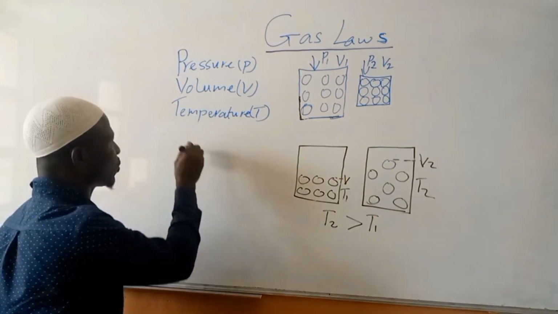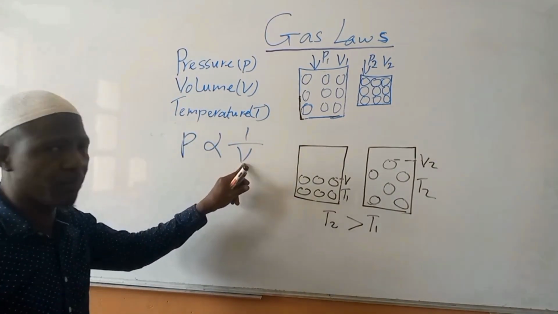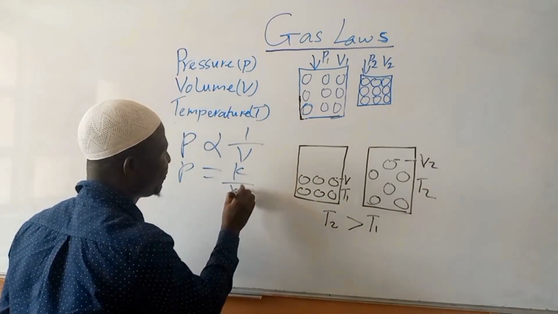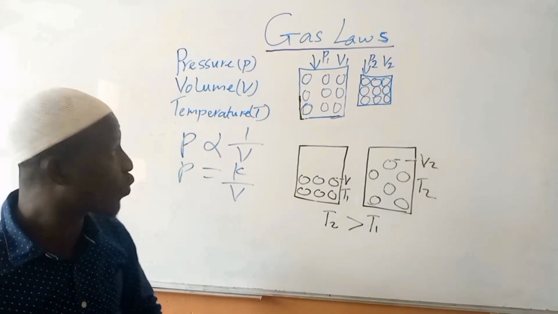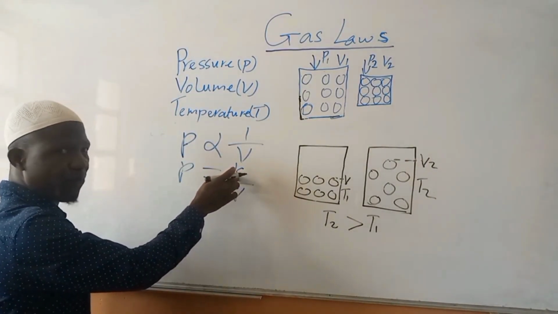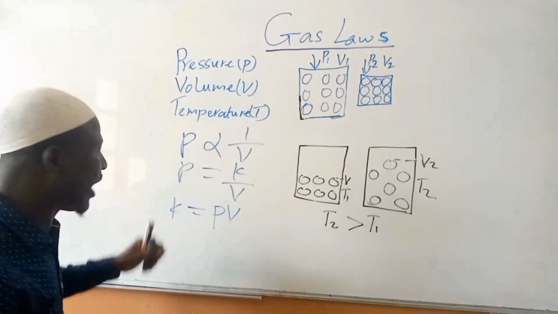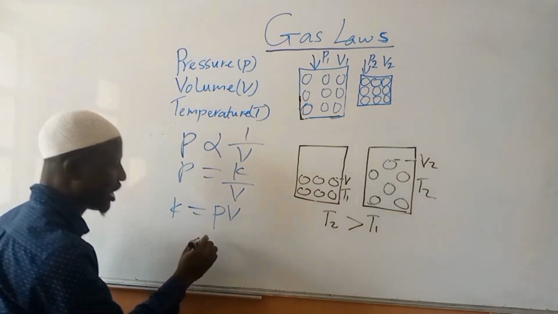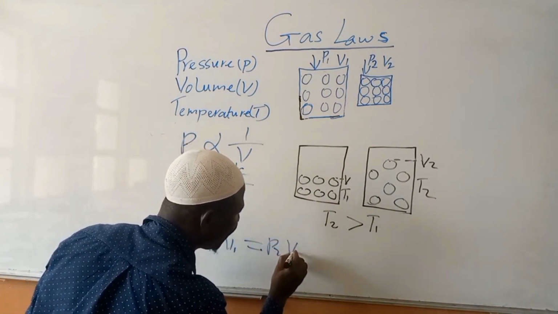So let's use a mathematical expression to explain them. Pressure varies inversely as volume, which shows that pressure is equal to K over V, where K is a constant. That is the third quantity. Make K the subject of the formula and you are going to have K is equal to PV. And whenever you have something like this in a mathematical expression, you can repeat it. You can have P1V1 is equal to P2V2.